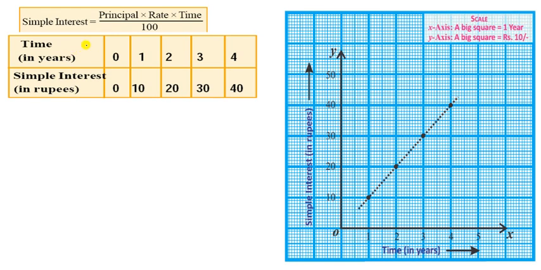Let us see in this simple interest, the formula is principal into rate into time upon hundred, and the time is given. So 0, 1, 2, 3, 4, and the simple interest is 0, 10, 20, 30 and 40. So first you have to calculate with the help of this simple interest. So on 0, you can put here 0. So this will be 0, and the rate is given as 10%. So you can see 10%: 10, 20, 30 and 40 will come.